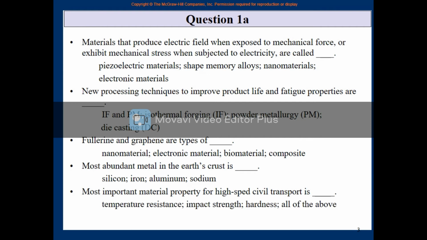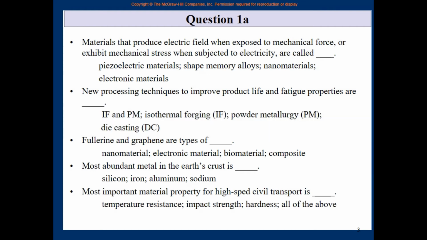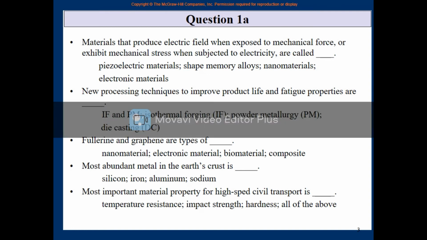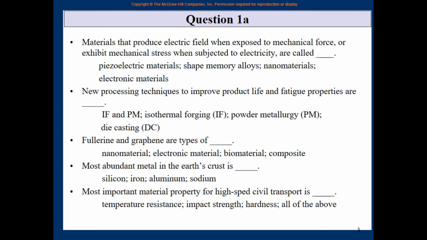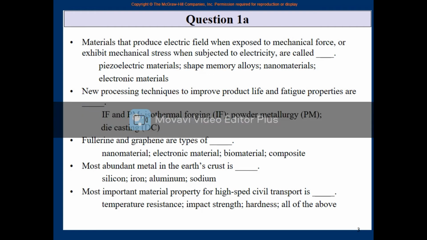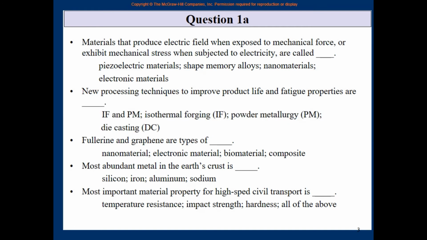speed should be what? Temperature resistance, impact strength, hardness, all of the above, right? So all of the above could also look good, but the thing is, we are saying most important. When it goes at a supersonic speed, the biggest problem is that the body burns because of friction with the air. As soon as you touch the velocity of sound, you already have a big problem. But if you go beyond the velocity of sound to 1 Mach, 2 Machs, 3 Machs and so on, then the biggest problem is the resistance caused by the friction, right? So temperature resistance will be the most important.